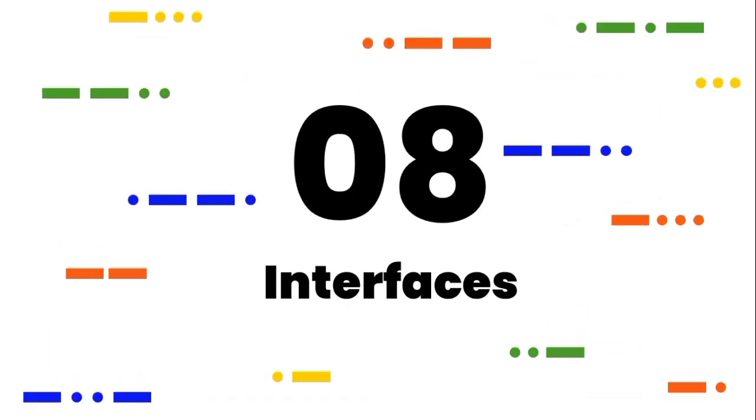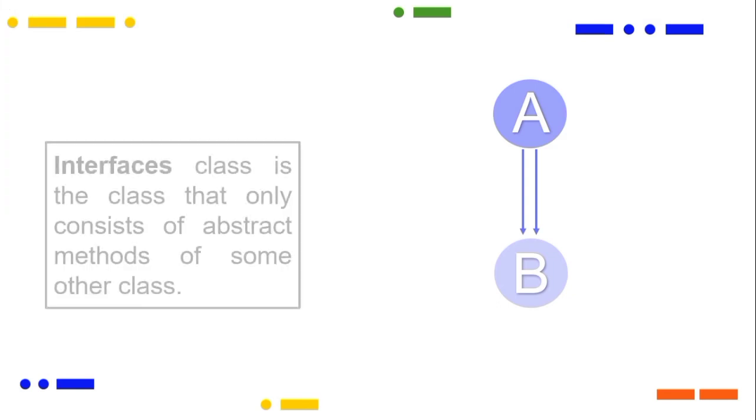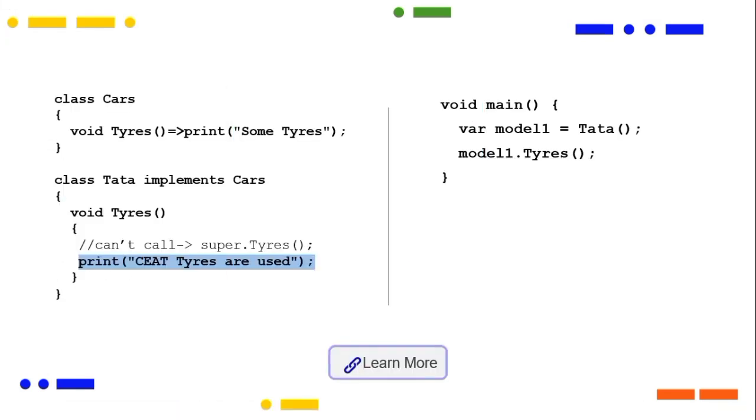Now let's move to interfaces. Earlier we studied abstract classes. In abstract classes, we were able to create abstract methods as well as simple methods. But what if we want only abstract methods in our class? For that, we can do one thing. Here we can see an example: we have created a parent class, Cars, and here we have a function, tires. And here we have a child class, Data, and it implements, not extends, the Cars parent class.